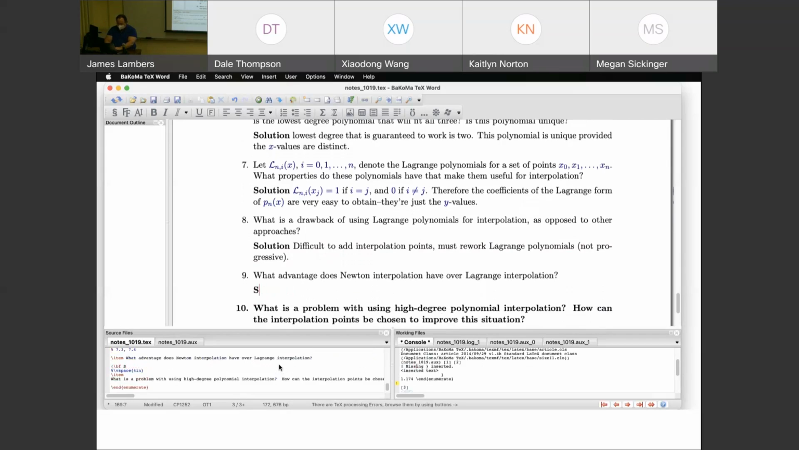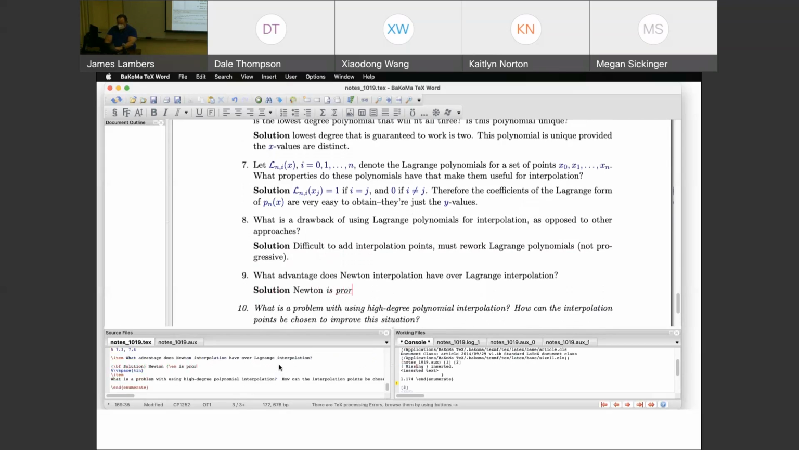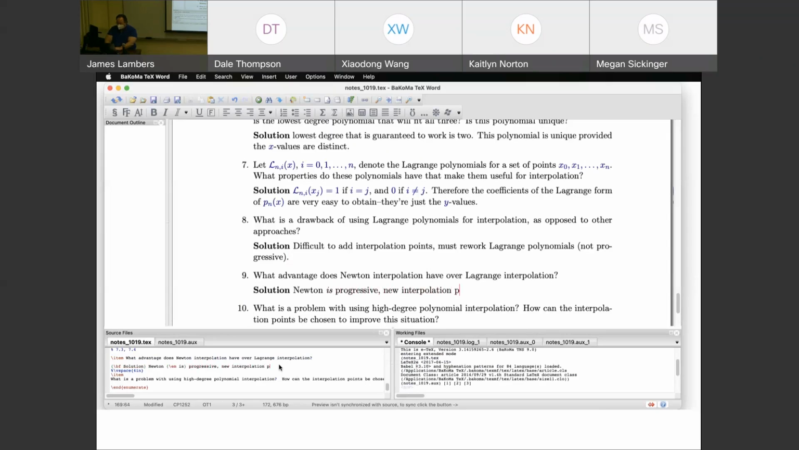I was really thinking there when I was putting questions in these sections. So Newton interpolation, which is very different from Newton's method, is progressive. So adding new interpolation points is just one new term, and all the previous terms, you can keep those. So really what you're doing is you're just adding one more row to your divided difference table, and reusing all the work that you had before.